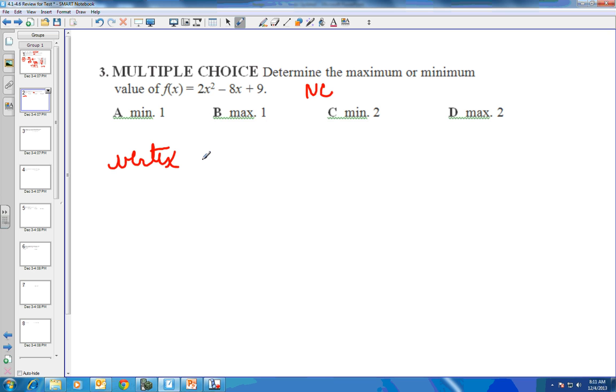Okay, the x-coordinate of my vertex is -b over 2a. So let's plug our numbers in. Negative b, and what is b? Negative 8 over 2 times a, and my a is 2. So that's 8 over 4, and 8 over 4 is 2.